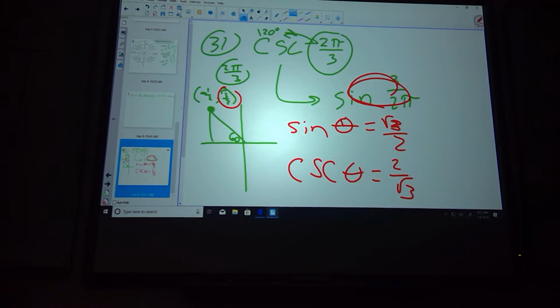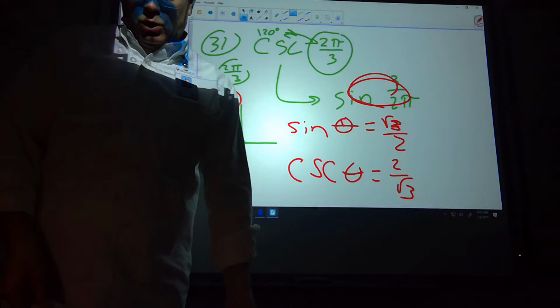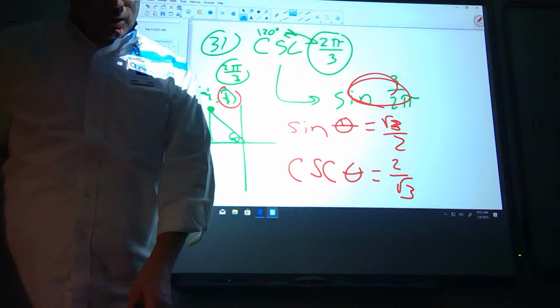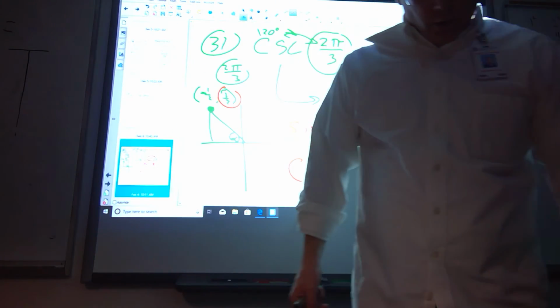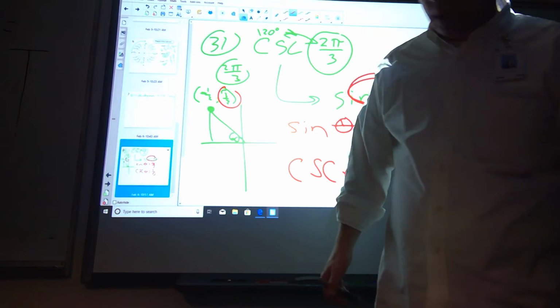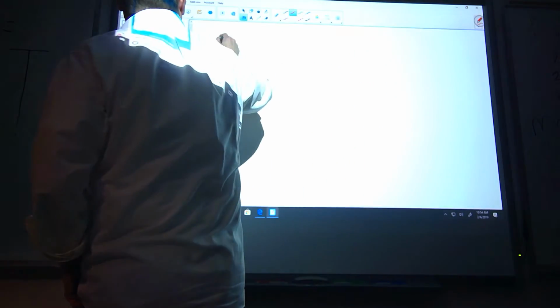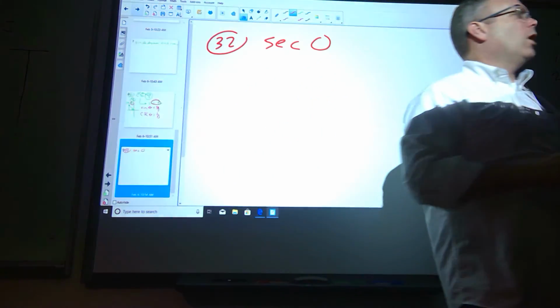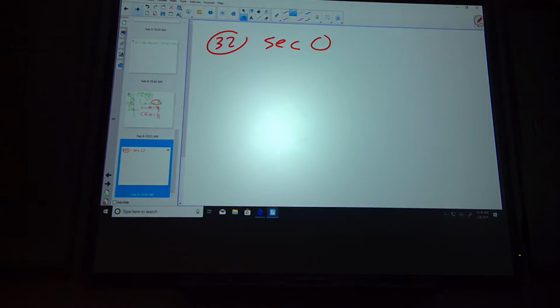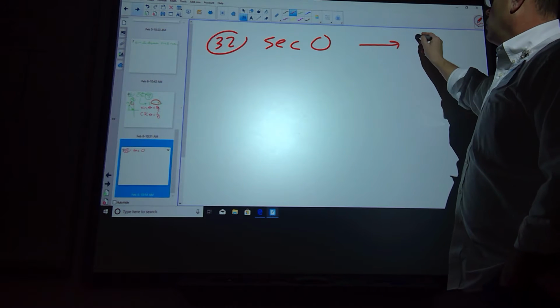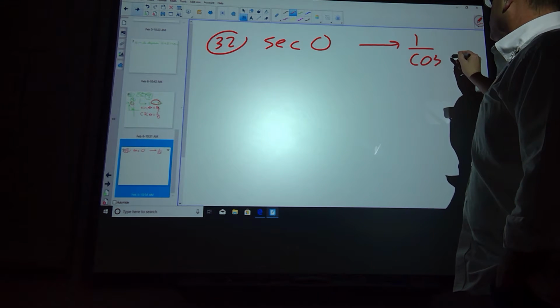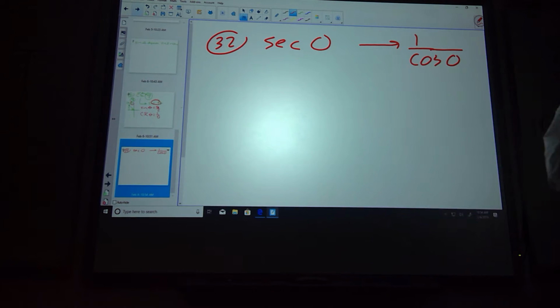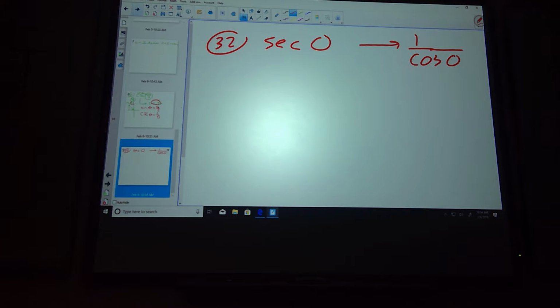All right. So what else should we take a look at? Number 32. We want the secant of 0. Okay, so I want us to think of this. Secant is the reciprocal of cosine, right? Now this is where we have to be careful. So this is 1 over cosine of 0.